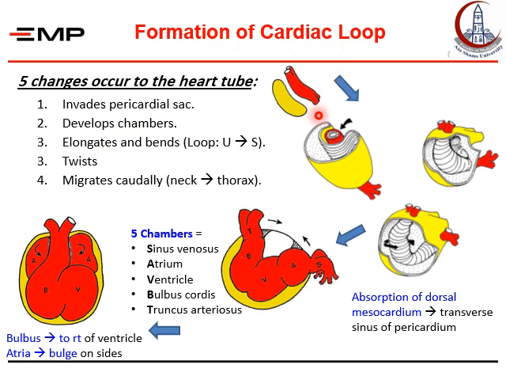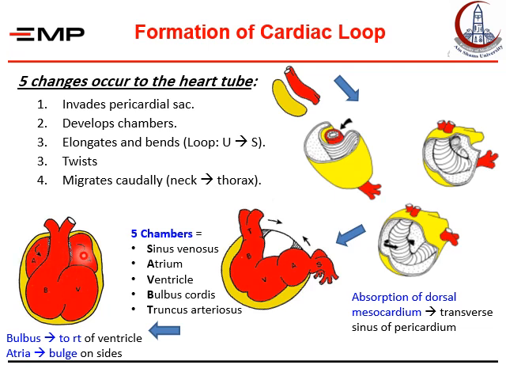To summarize the story, we said that the first change is invasion of the pericardial sac by the endocardial tube, making the dorsal mesocardium, which disappears to form the transverse sinus of pericardium. The second change is development of chambers. 2 common names, the atrium and ventricle. 3 strange names, the sinus venosus, bulbus cordis, truncus arteriosus. Elongation and bending, at first U, then S-shaped loop. Twisting, so that the bulbus cordis comes to the right side of the ventricle.